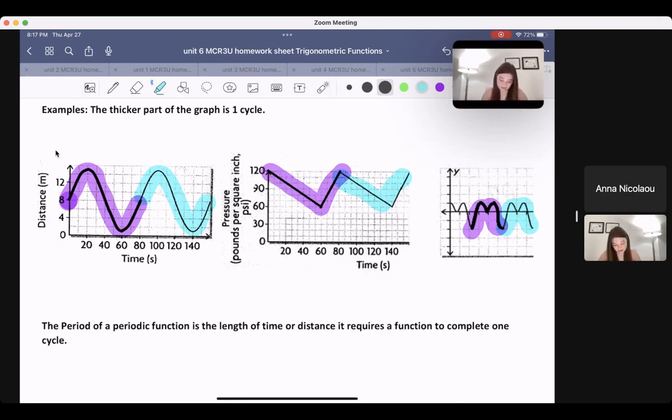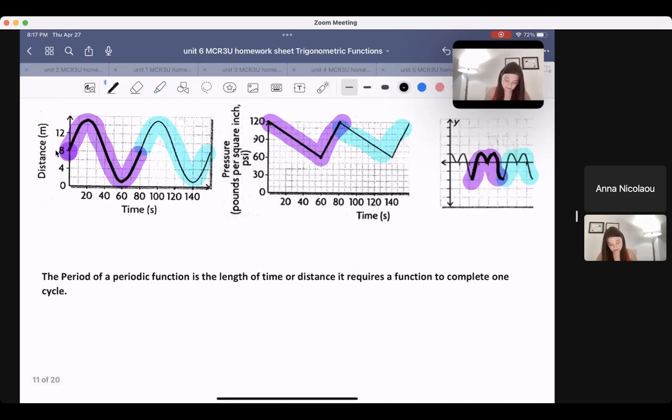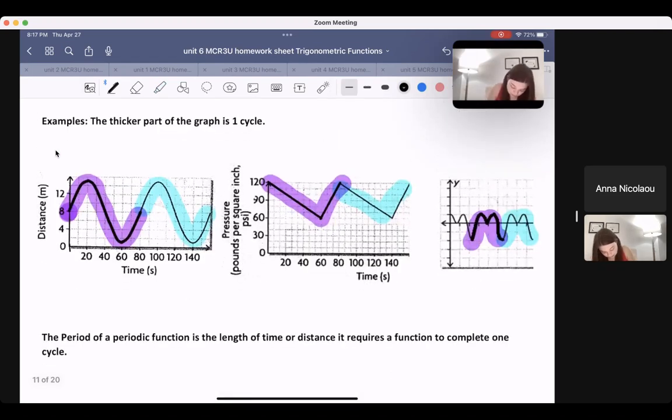The period of a periodic function is the length of time or distance it requires for the function to complete one cycle. So let's take a look at what the periods are for each of these. Here we start at 0 for time, and after cycle 1 we end at 80. At 160 we've completed a second cycle, and at 240 we will have completed a third cycle, and so on. So in this case the period is 80 seconds, meaning that every 80 seconds this graph repeats. Every 80 seconds, in our distance versus time graph, it does the same thing again.